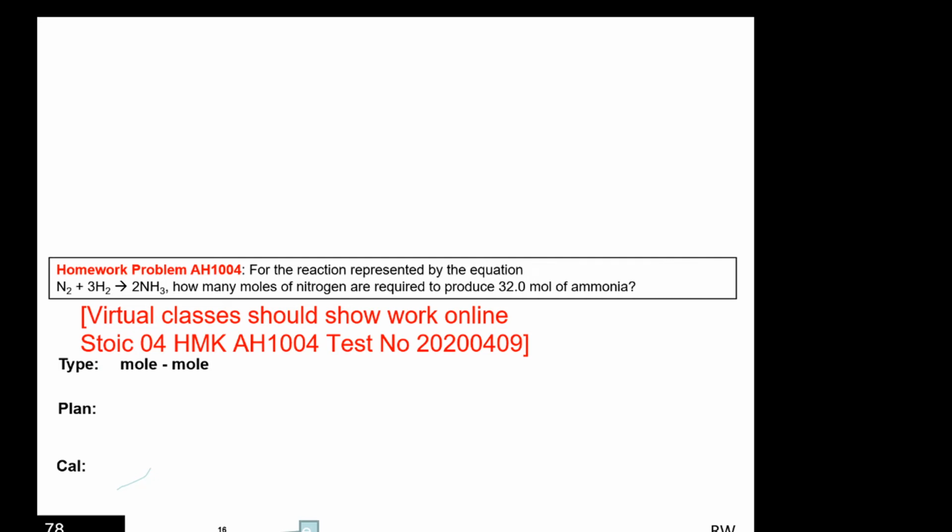So now we have a homework problem. All right. So having a little trouble with the PowerPoint. Okay, so here's a homework problem. For the reaction represented by this equation, how many moles of nitrogen are required to produce 32 moles of ammonia?